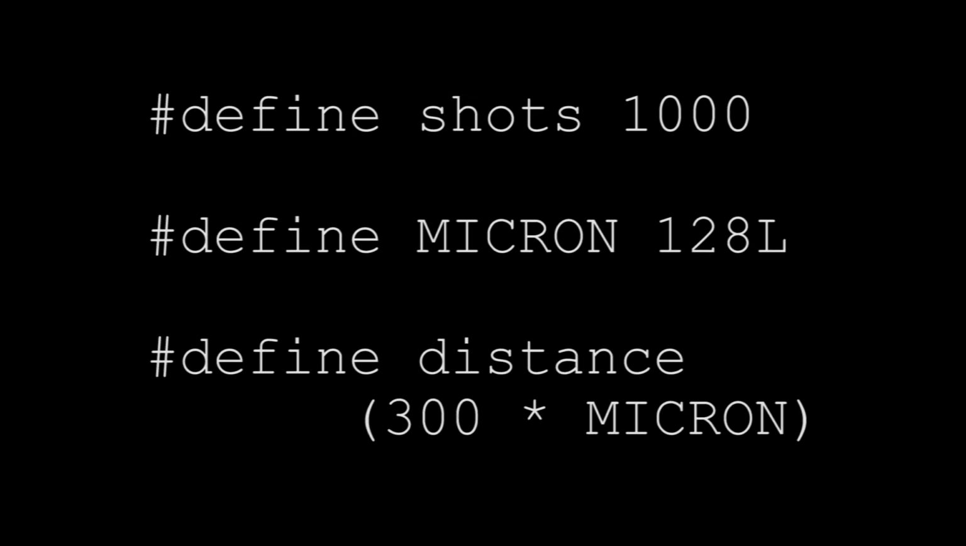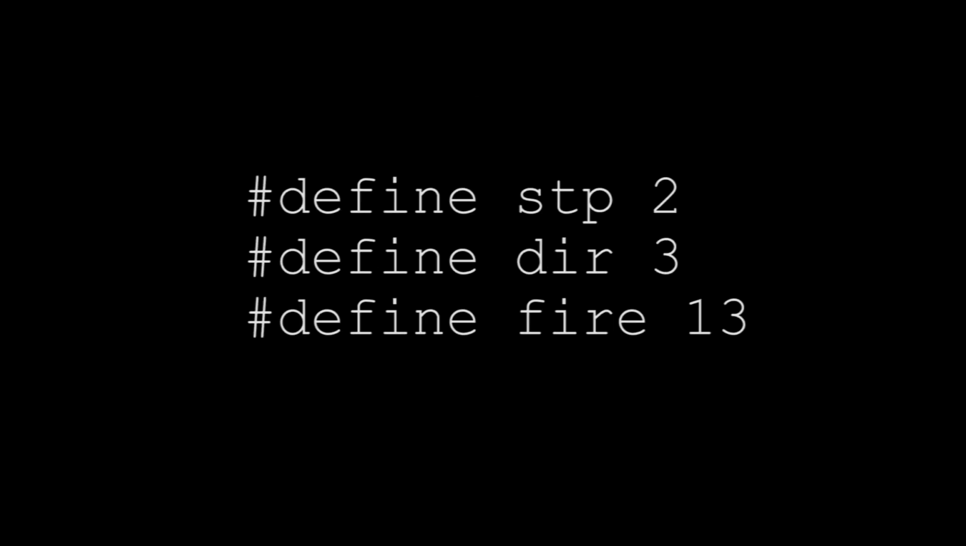In the next section of code, we set the Arduino pins that we will need. The 2 pin is set to STP, the 3 pin is set to DIR, and the 13 pin is set to fire. STP and DIR are used to drive the stepper motor via the Big Easy driver board, which is discussed in more detail in the video Automation of the Focus Stacking Setup.